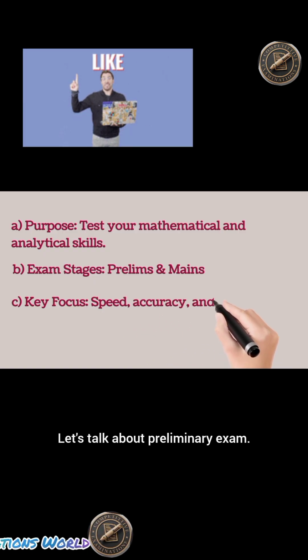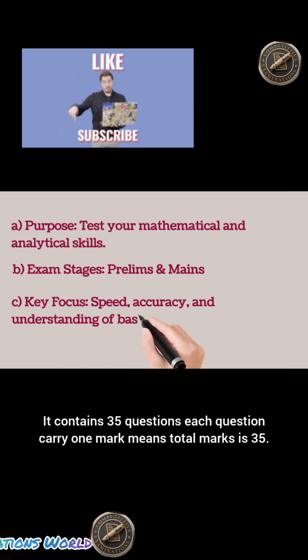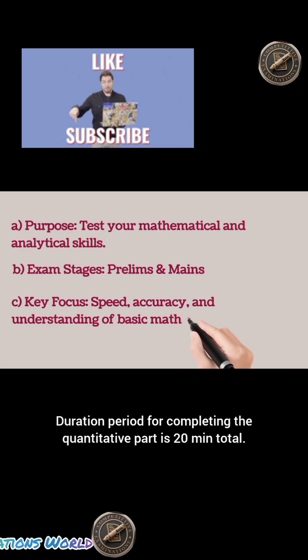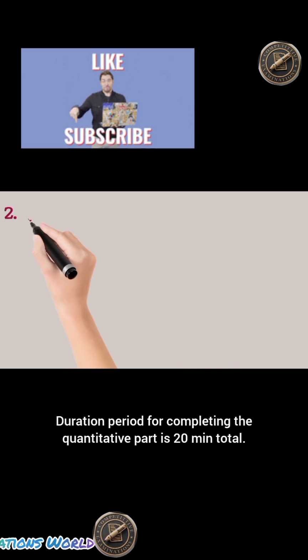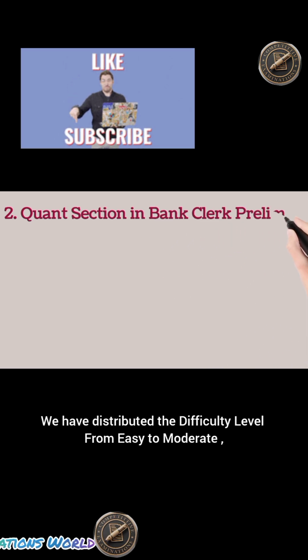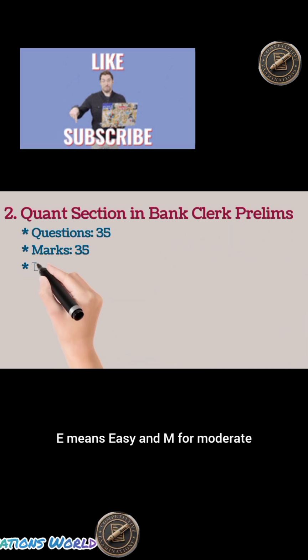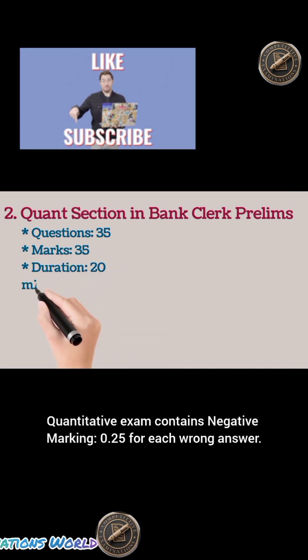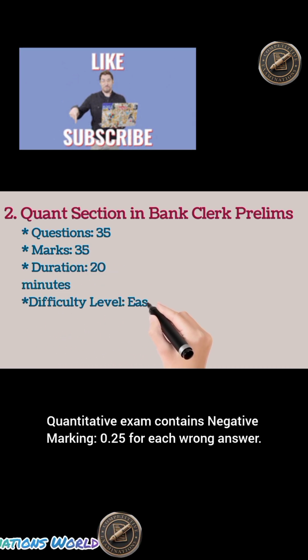Let's talk about the preliminary exam. It contains 35 questions. Each question carries 1 mark, meaning the total marks is 35. The duration for completing the quantitative part is 20 minutes total. We have distributed the difficulty level from easy to moderate. E means easy and M stands for moderate. The quantitative exam contains negative marking of 0.25 for each wrong answer.